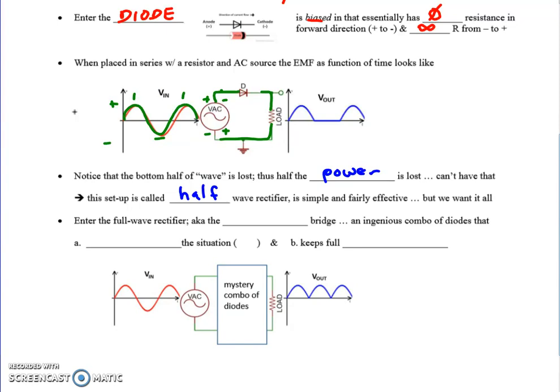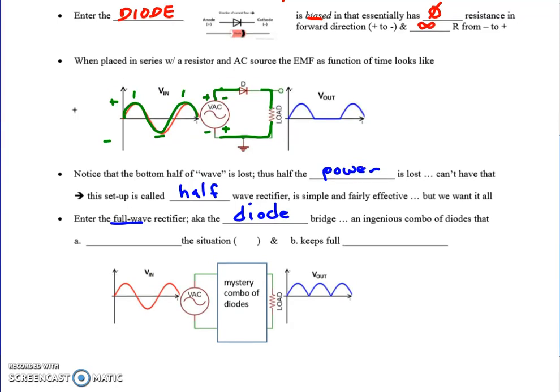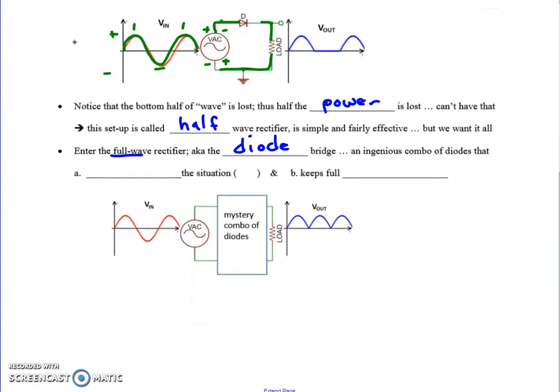We want to have our whole power. So we want to be able to build a full-wave rectifier, also known as a diode bridge. Okay, and it's a nice little combo of diodes that does two things. It rectifies the situation.